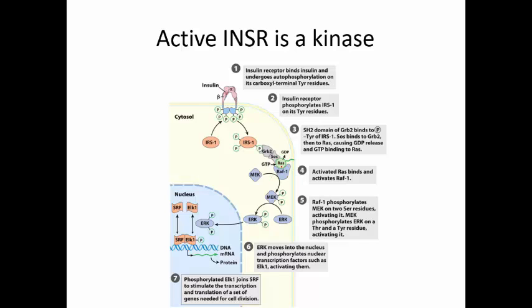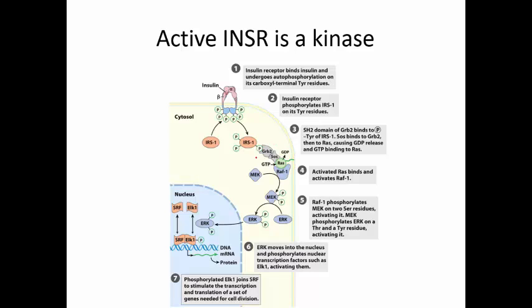RAS, we can actually see here, is a G protein. It is going to cleave GTP to GDP. So this is a G protein. It's not a G protein that is linked to a receptor, so it's not part of a G protein coupled receptor, but it is still considered a G protein.